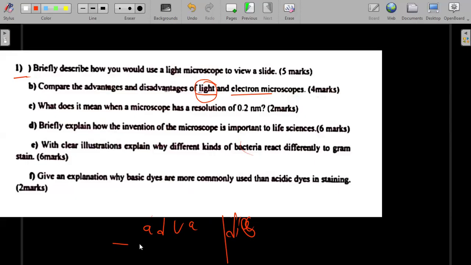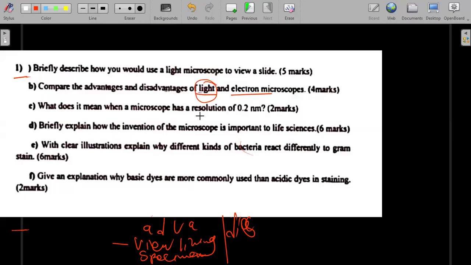So you can use it to view living specimens. That's one advantage of a light microscope here. What's the other advantage of this light microscope? We have one there. Let's have our point number two. Let's just get two advantages of a light microscope.